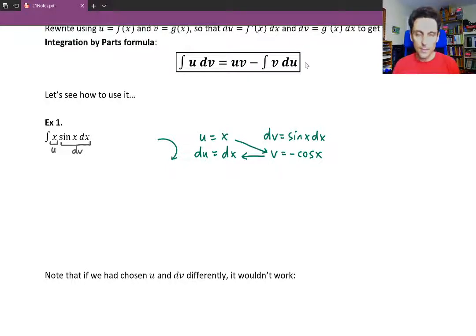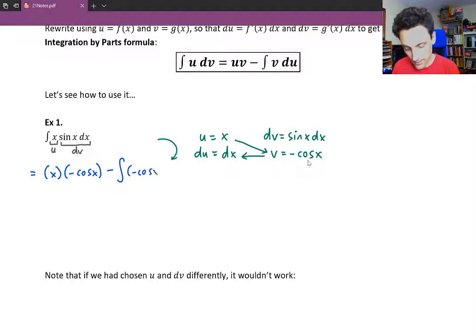This just helps you visually see what things you're putting together on the right side of the integration by parts formula. So this integral of u dv, by the integration by parts formula, is uv, which is x times negative cosine x, minus, that's this minus symbol here, the integral of v du. So v is negative cosine x, the du is just dx. So we've taken this integration by parts step, and let me identify each of these. This is uv minus the integral of v du.